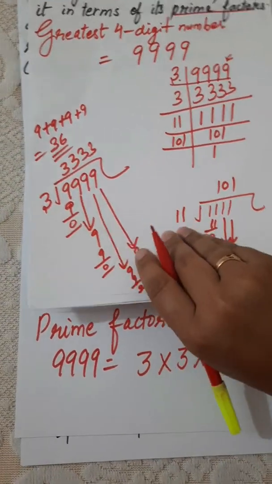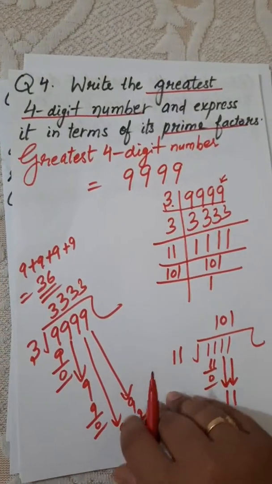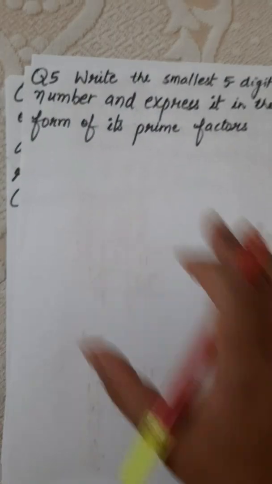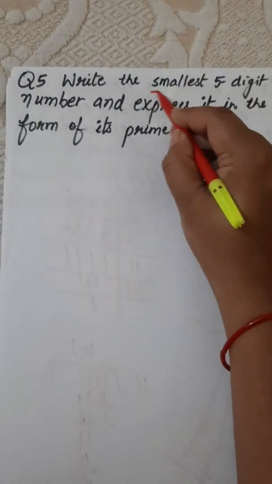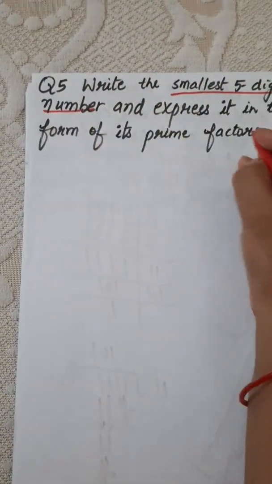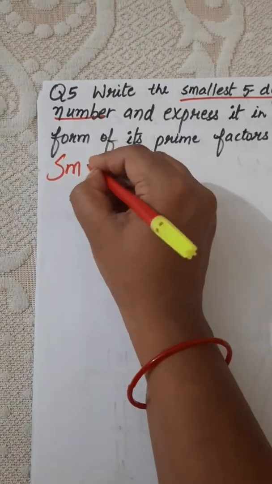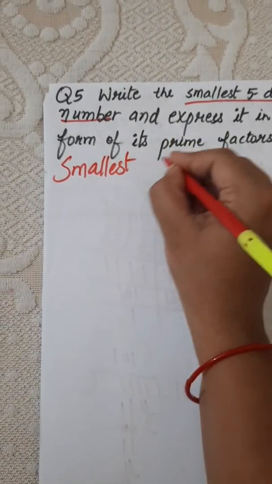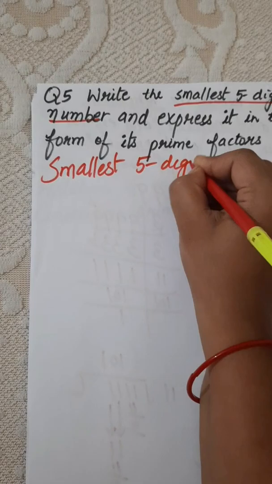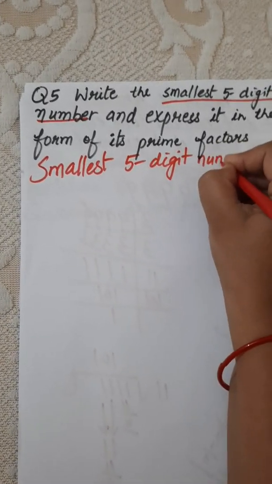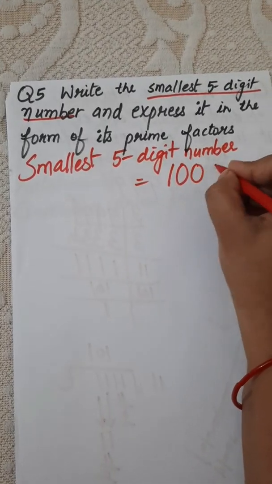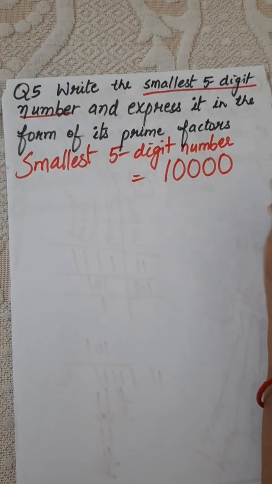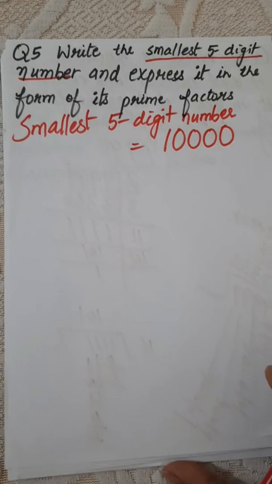Now next we have the 5th question of the same exercise. The question is: write the smallest 5-digit number. Here the smallest 5-digit number is 10000. That is 10,000. So this is the smallest 5-digit number.